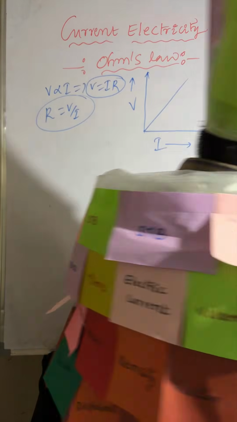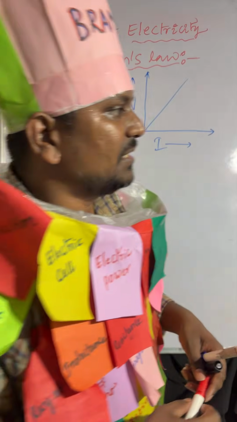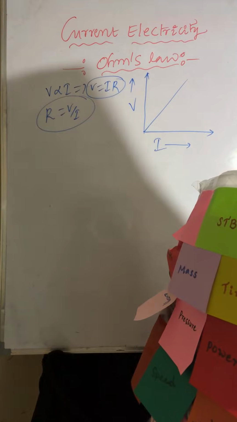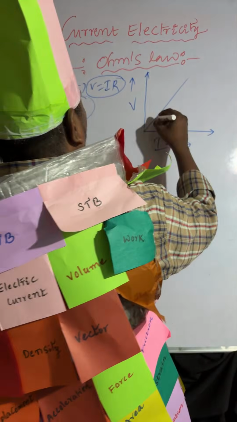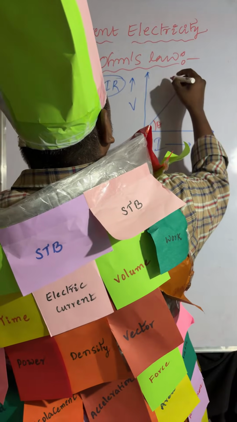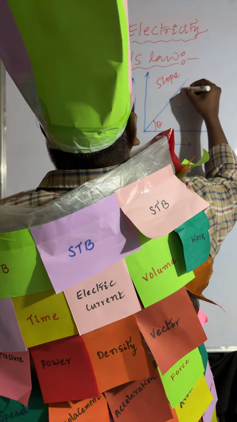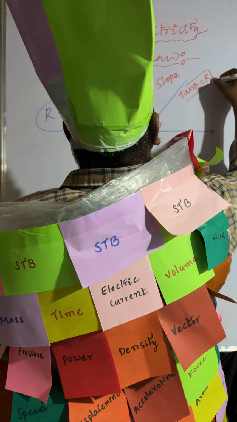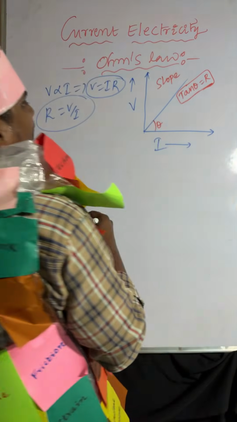Yes, definitely, I just explained. As temperature increases, resistance and resistivity also increase automatically. Now this is theta. You can observe the slope. Slope equal to tan theta equal to R. The slope of the graph is tan theta, that is equal to R.